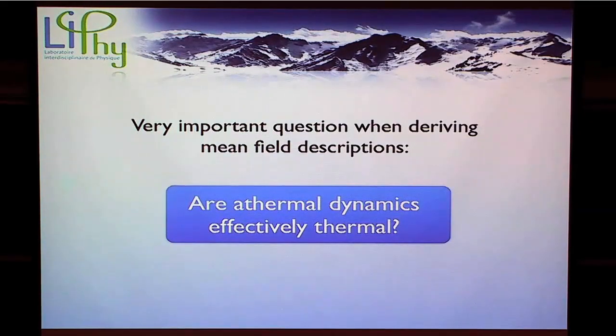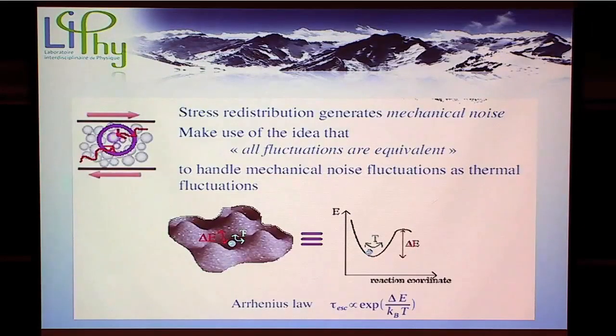So then the question is, now, if we want to derive mean field descriptions, the question that I want to ask is, are thermal dynamics effectively thermal? And it's very tempting to think, well, you have an energy landscape, and then what happens if you have your events here and there, and they have a long-range interaction, you have fluctuations that occur, mechanical noise. You could think all these fluctuations are the same. Temperature and mechanical fluctuations are all equivalent. So then you would think mechanical noise fluctuation should help you also to overcome barriers, and you would write an Arrhenius law with an effective temperature here. We don't believe in this picture.